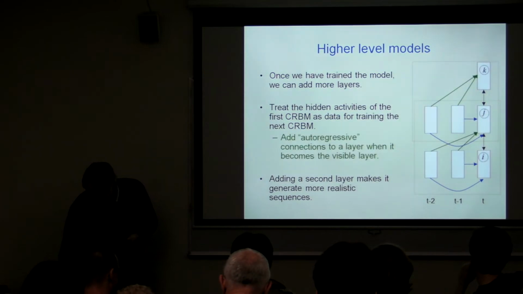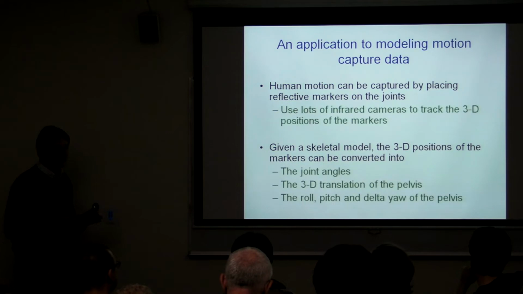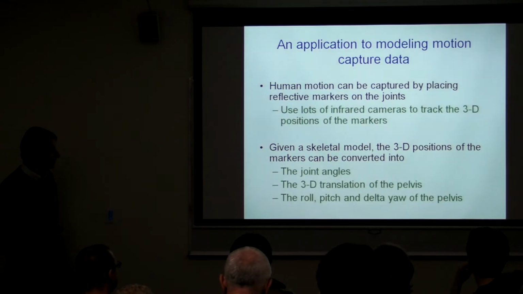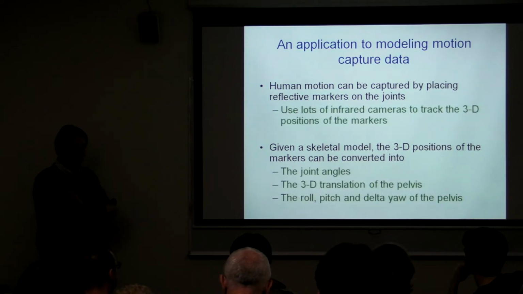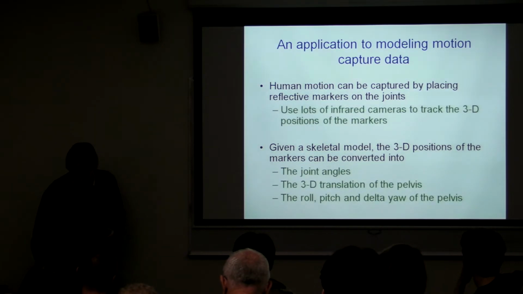We're not going to use that model, although it works well. We're going to take a sort of three-way version, and we're going to apply it to motion capture data where you put markers on the joints, you have infrared cameras that say where they are in space, you then figure out the joint angles, and each frame of data is now a bunch of joint angles plus the translations and rotations of the base of the spine.